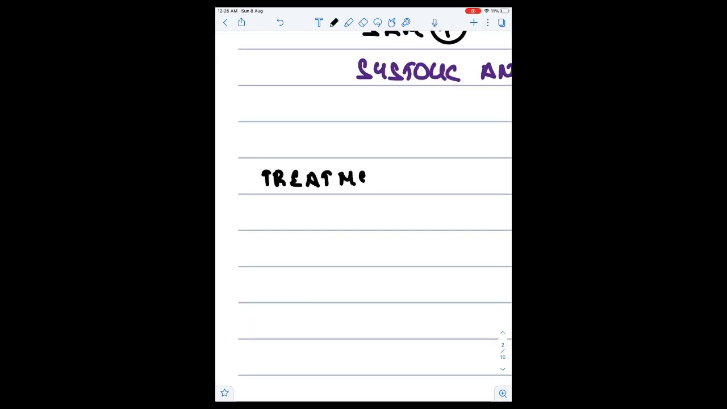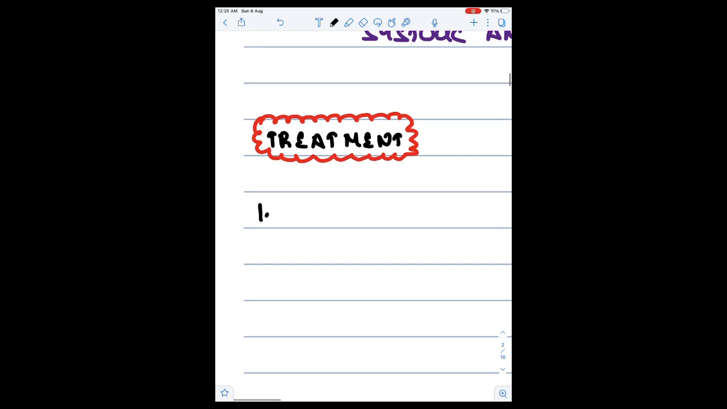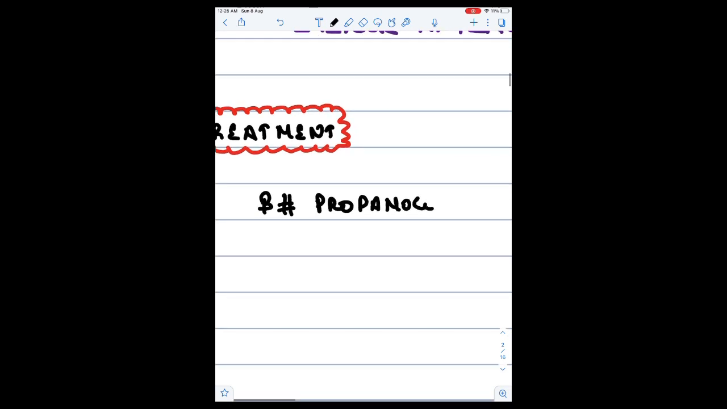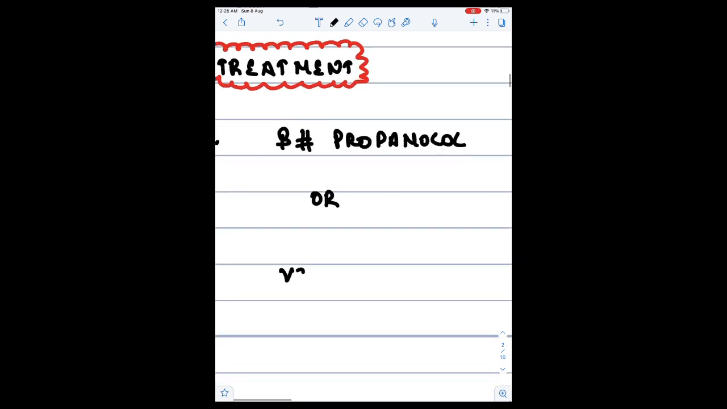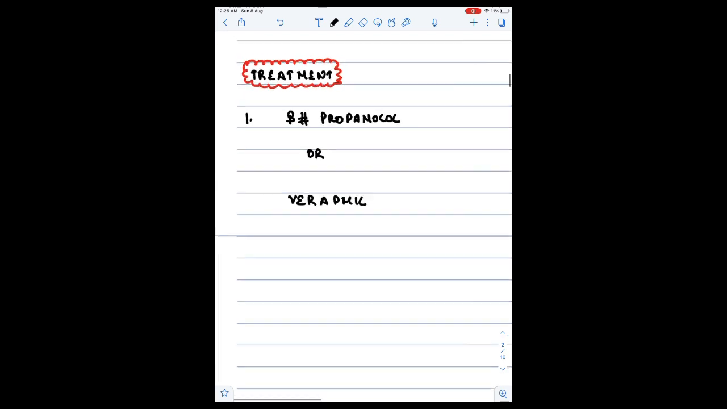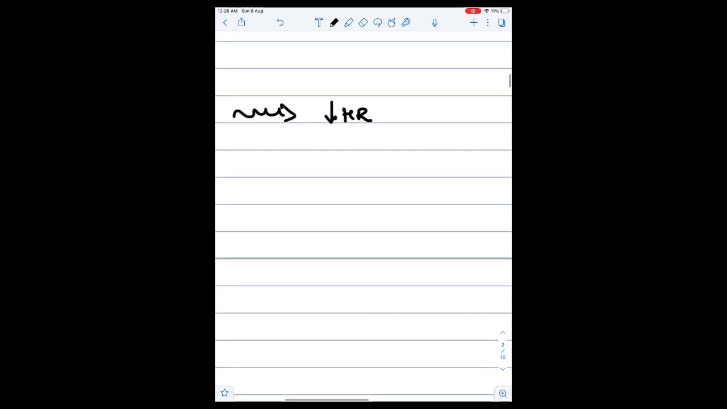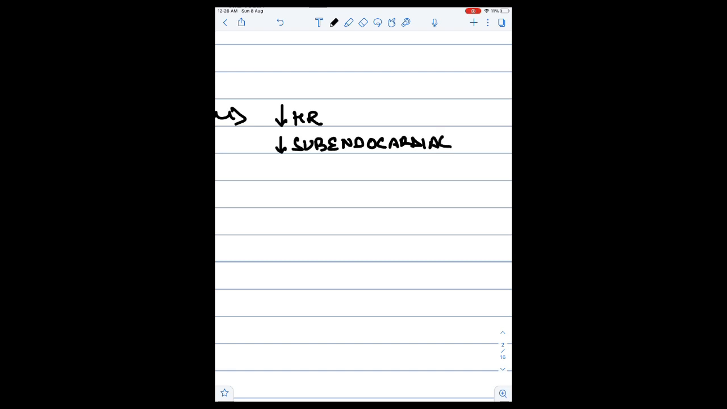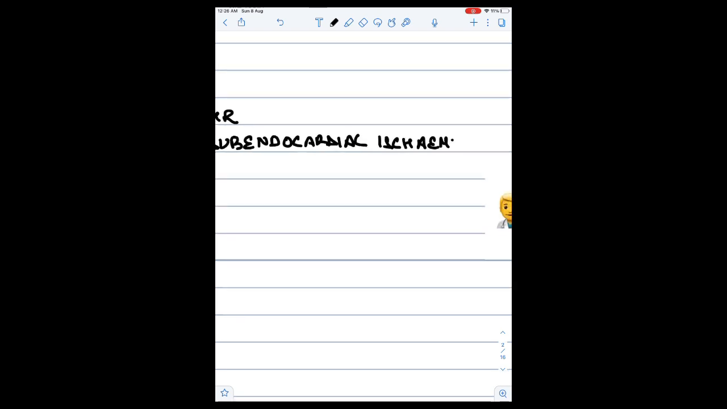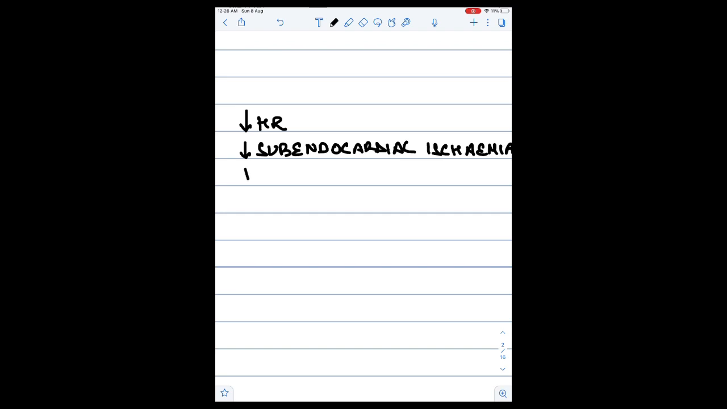Now comes the treatment part. So what is the treatment of HCM? Basically in HCM there is obstruction leading to hypertrophy of the interventricular septum, leading to subendocardial ischemia. So I will prescribe the patient beta blockers such as propranolol, or I can prescribe verapamil. This beta blocker will decrease the heart rate, decrease the risk of subendocardial ischemia, and decrease the risk of chest pain.